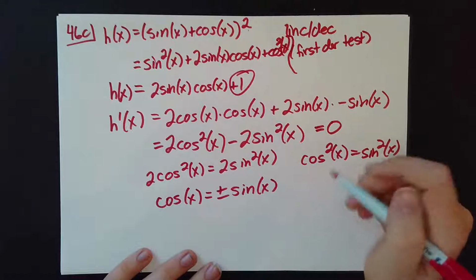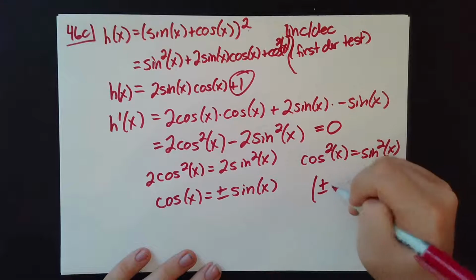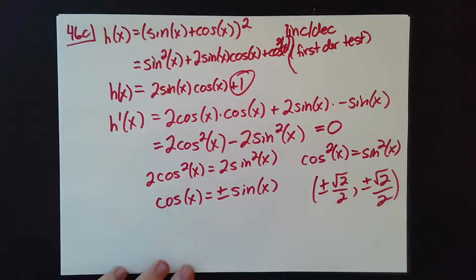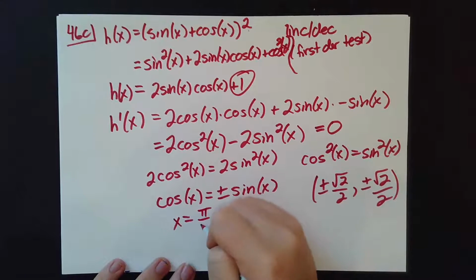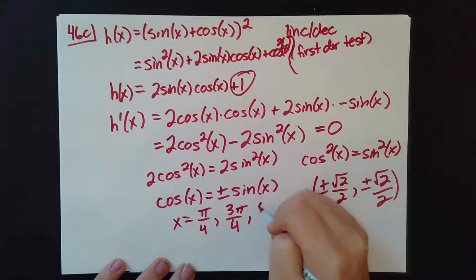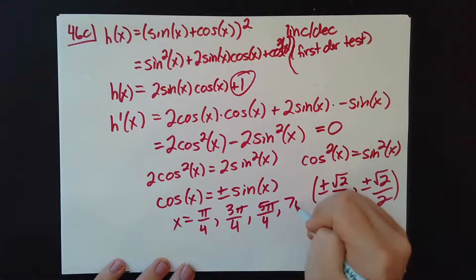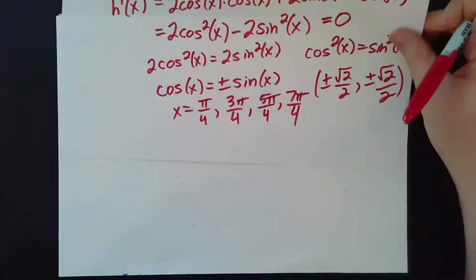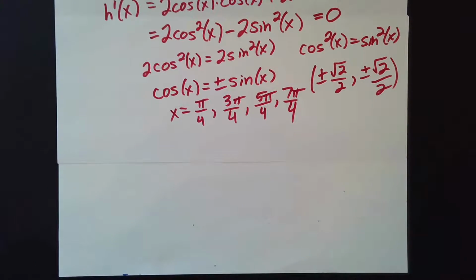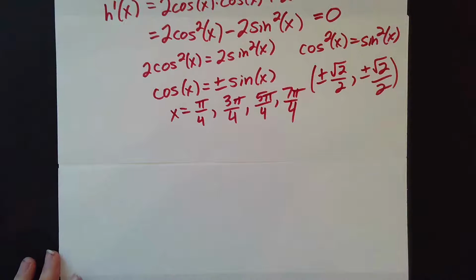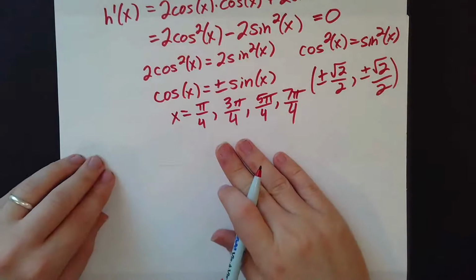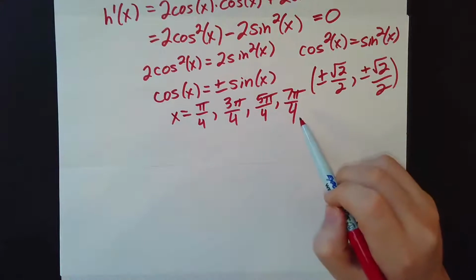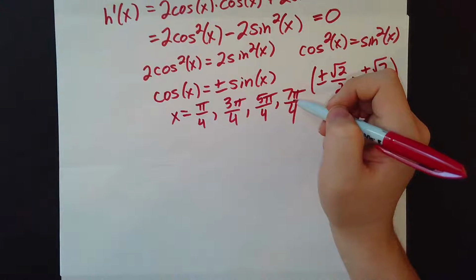So that is, I'm looking for the places where the coordinates are plus or minus root 2 over 2 and plus or minus root 2 over 2. When you pull out your unit circle and look, you'll find out that those happen at pi over 4, 3 pi over 4, 5 pi over 4, and 7 pi over 4. And ergo, having had these work out in this fashion, we can go ahead and make our number line.